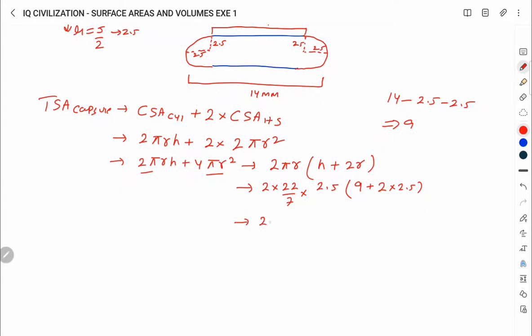So here this is 2 into 22 by 7 into, see, I will make it easy. 2 into 2.5 is 5, so 5 into 22 by 7 into 2.5 into, 5 plus 9 is 14. So here 7 2s are 14. So here it is 22 into 2, 44. So 44 into 5. That is nothing but 220 mm square. Over.